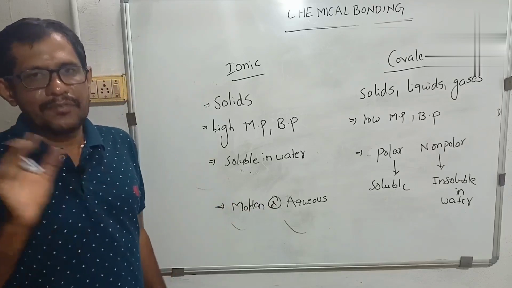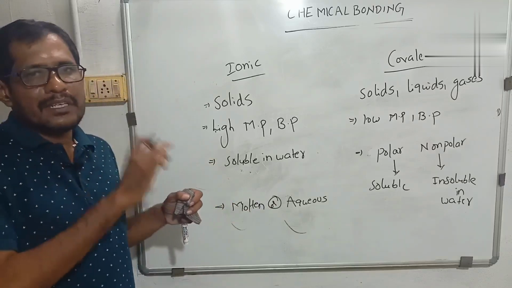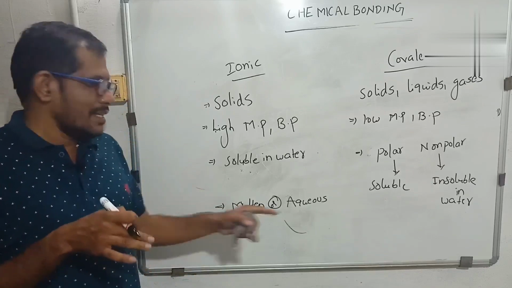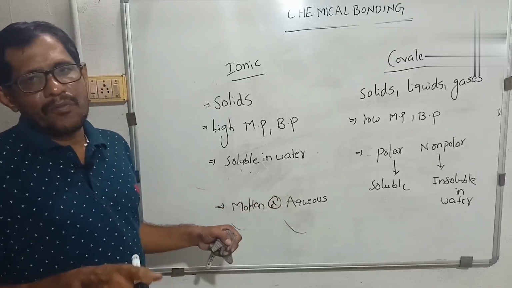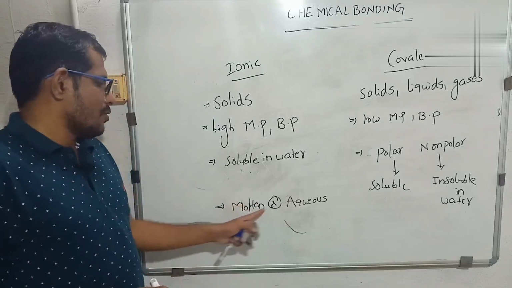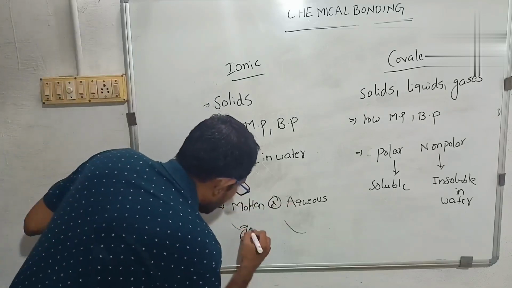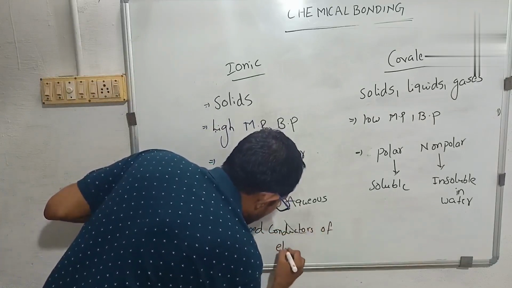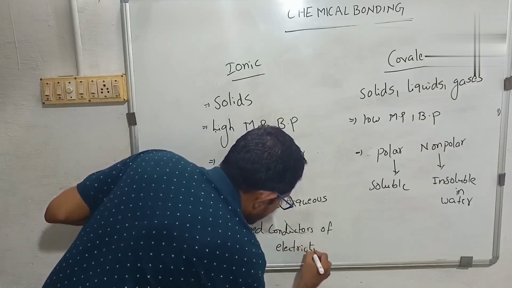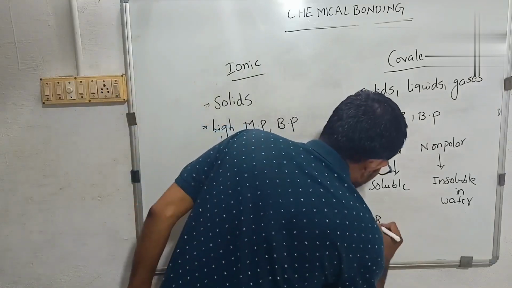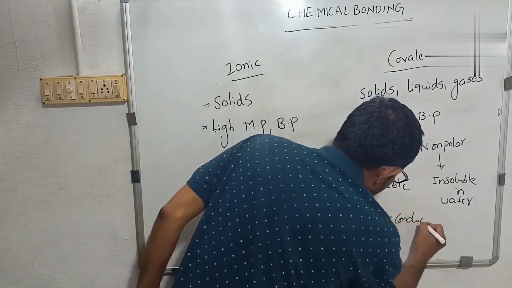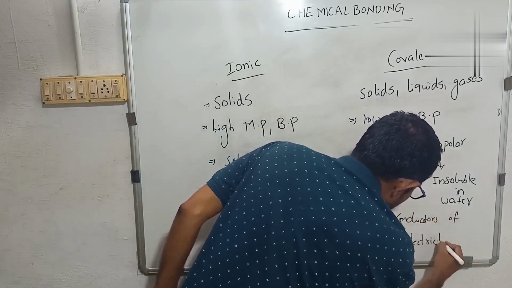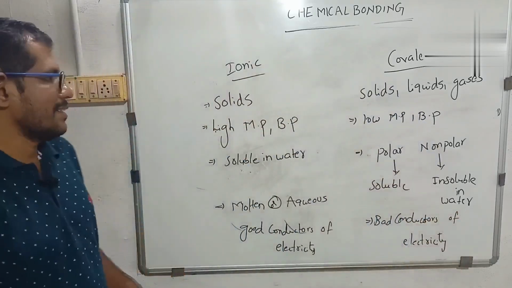If solid NaCl is heated, it becomes liquid, that is molten. If you add NaCl to water, it also becomes liquid, that is aqueous. Aqueous means there must be the presence of water. So in molten and aqueous state, ionic compounds are good conductors of electricity. Covalent compounds are bad conductors of electricity.